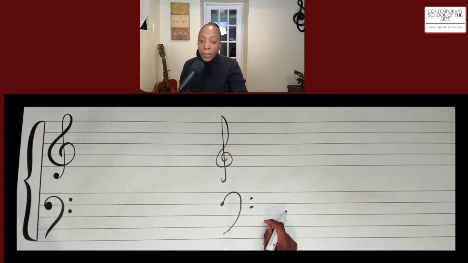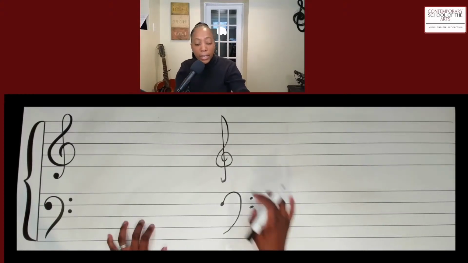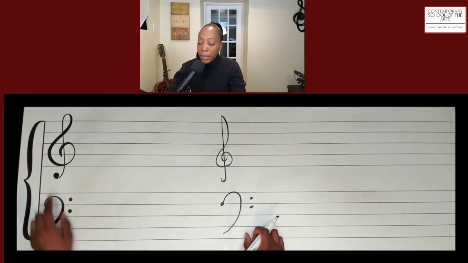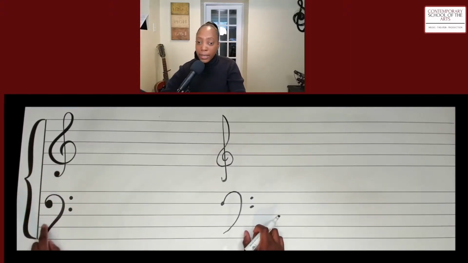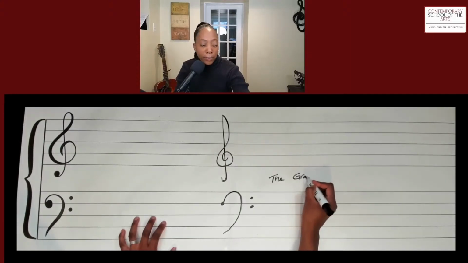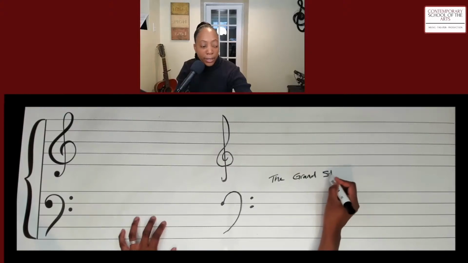You also learned that when you take a treble staff and a bass staff and join them together with a line and the brace, we create the grand staff.